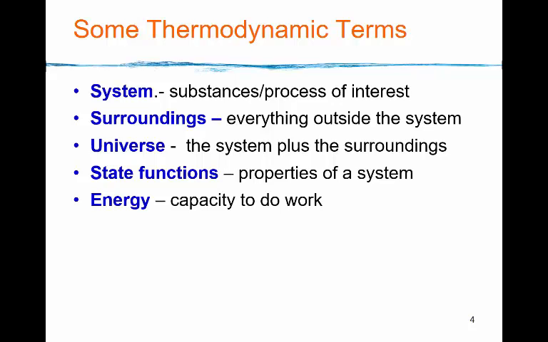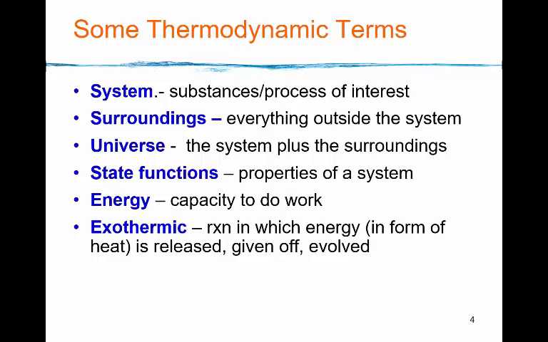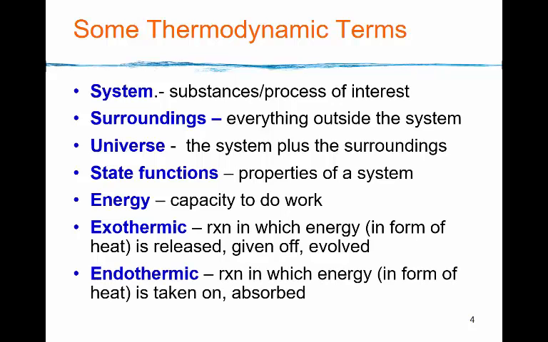Energy is defined as the capacity to do work. So energy is where we produce something, where we could apply force, or we could make something move or happen. An exothermic reaction is a reaction where energy is released or given off, or it might be called evolved. An endothermic reaction, which is the opposite of that, is a reaction in which energy is taken into the reaction or absorbed. So exo is out of the reaction, the heat is given off. Endo is where it's taken into the reaction or absorbed.